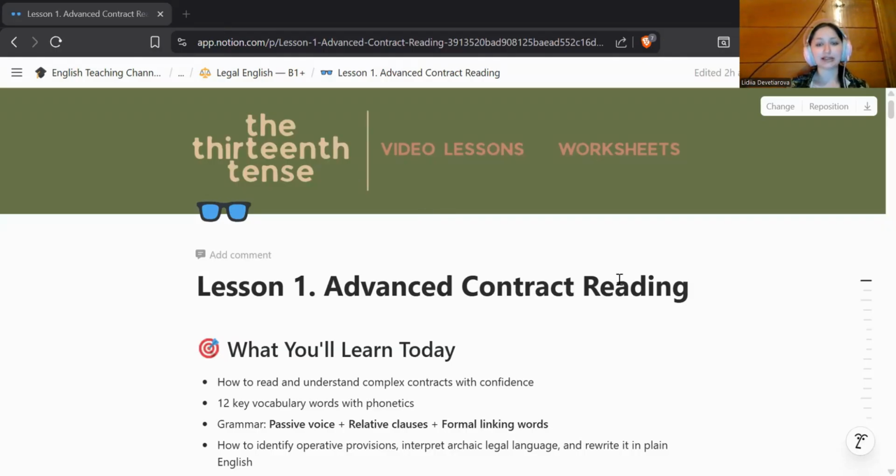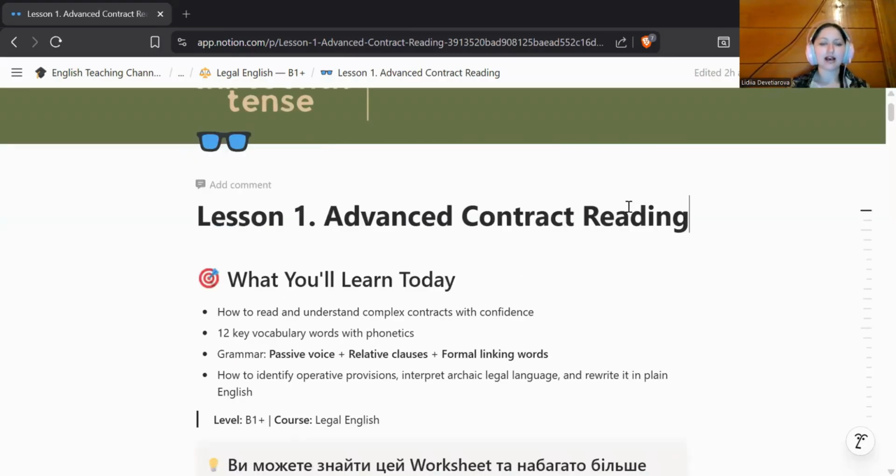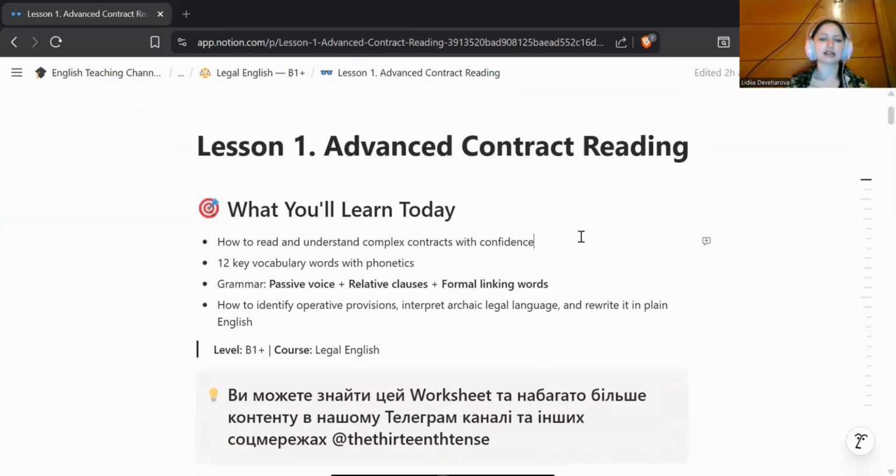So, the topic of our lesson today is advanced contract reading. Here's what exactly you will learn today: how to read and understand complex contracts with confidence, 12 key vocabulary words with phonetics, grammar, passive voice, relative clauses, and formal linking words, and how to identify operative provisions, interpret archaic legal language, and rewrite it in plain English if you need to.